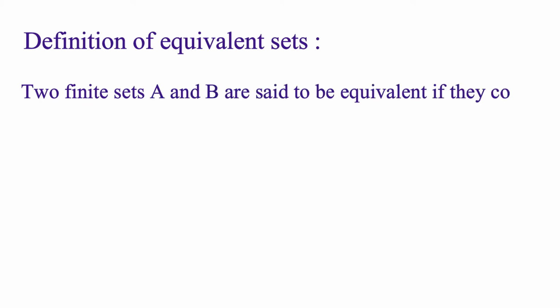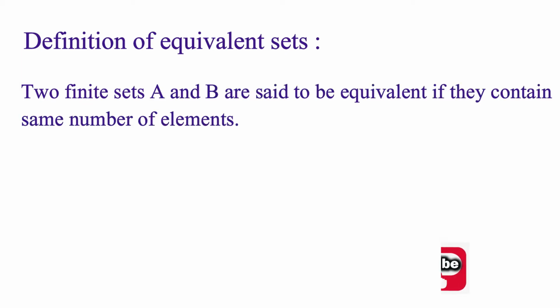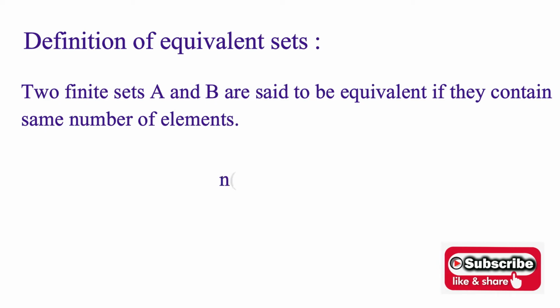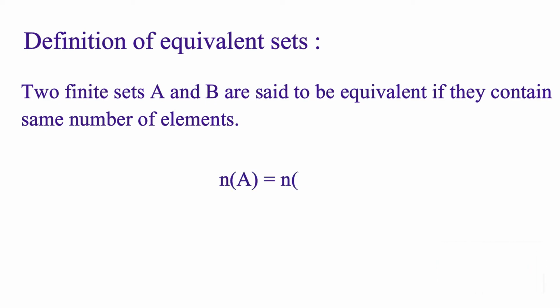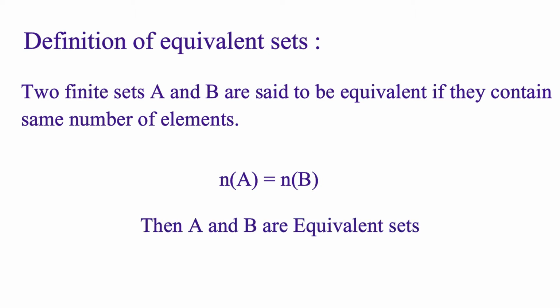Equivalent sets. Two finite sets A and B are said to be equivalent if they contain the same number of elements. That is, if the cardinal number of set A equals the cardinal number of set B, then A and B are said to be equivalent sets.